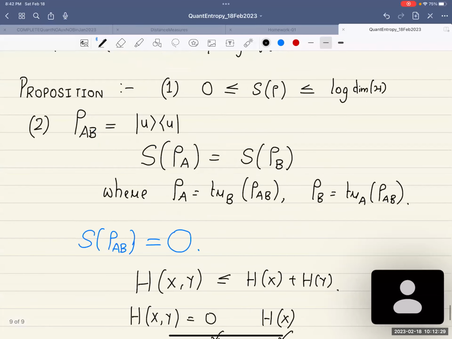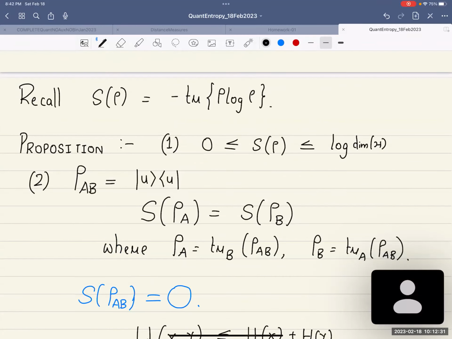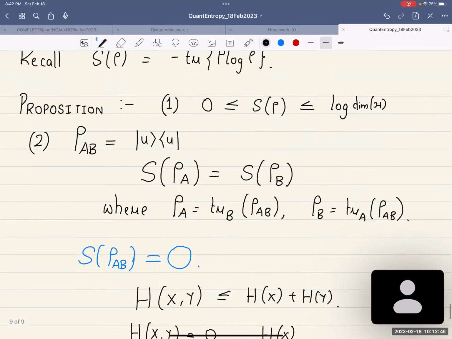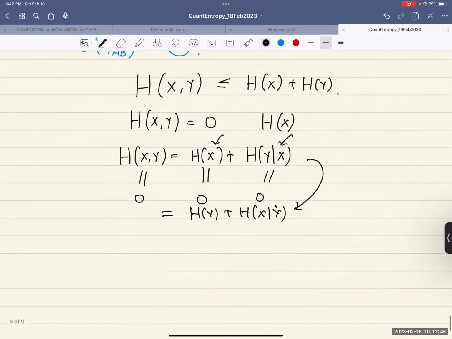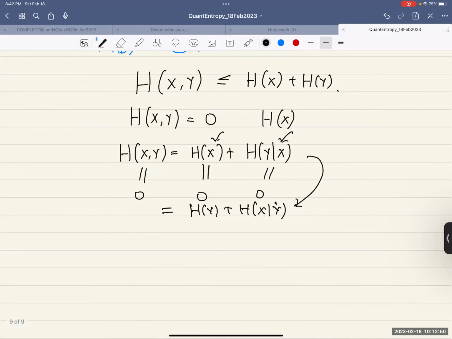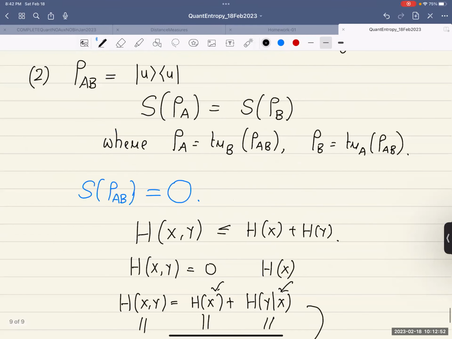But here, your composite system, the joint system, is singular, but the individual systems are uncertain, right? And that's understandable, right? That comes from your entanglement. Okay, so we'll show this. So at least, how do you show this?